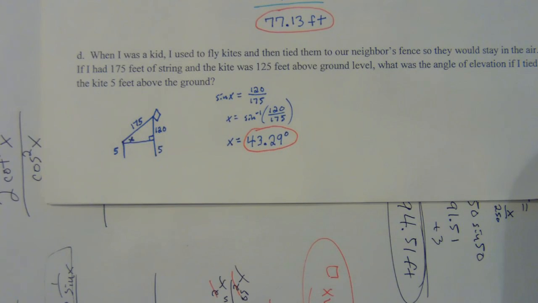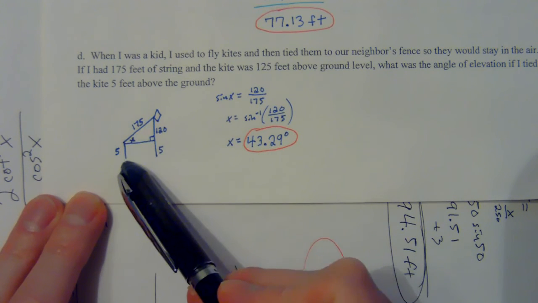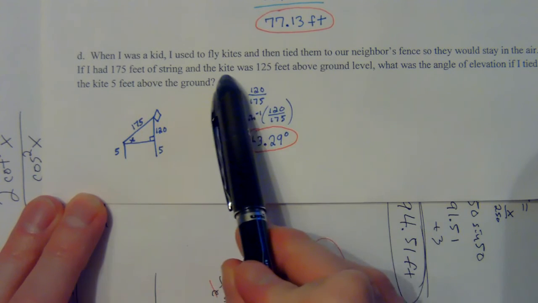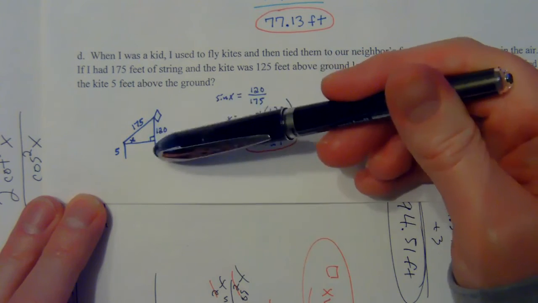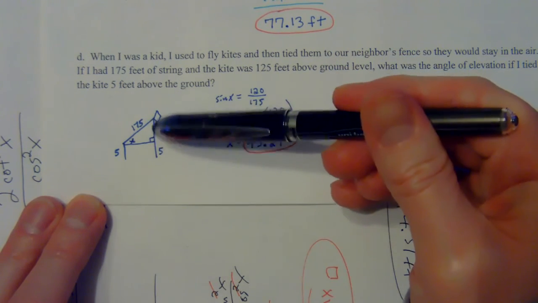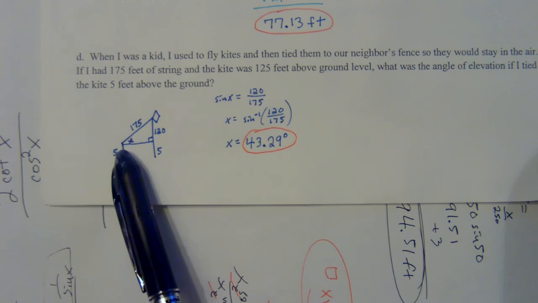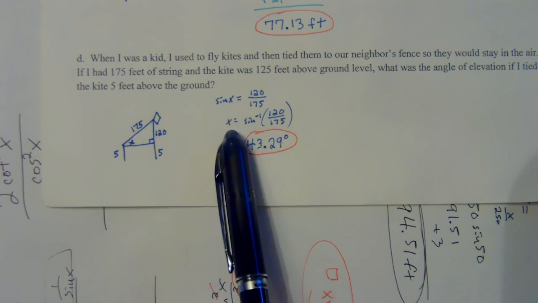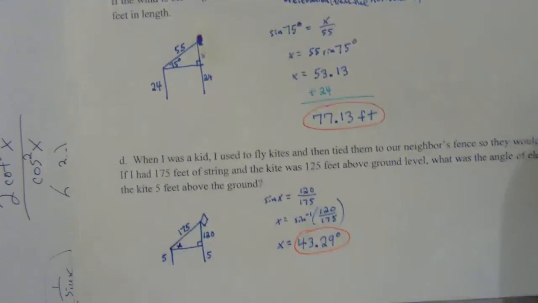The only difference on letter D is it gives you 175 string of the kite, and you're 5 feet tall, and it tells you that the kite was 125 feet above the ground. So that means this whole thing was 125, and you're 5 feet tall, which means that little distance of the triangle is 120. And when you want to find the actual angle right there, the sine is going to be opposite over hypotenuse. But if you don't know what the angle is, that's when you're going to do the sine inverse of that in the calculator to get that actual angle right there. But then you've got the normal type problems with A through C.